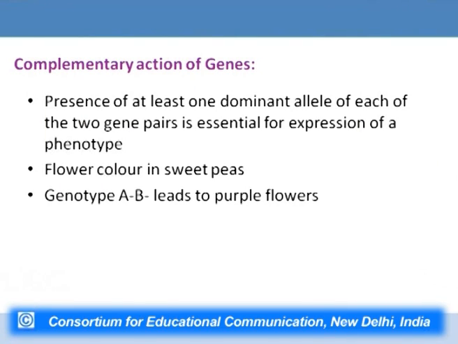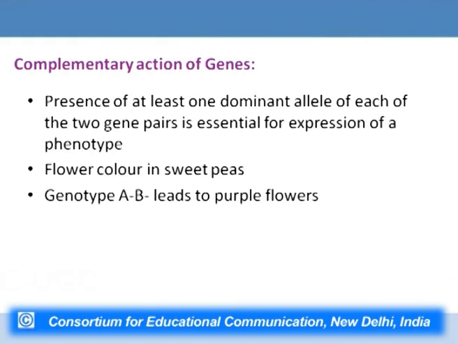Another modification which has been studied is that of complementary action of genes which are present at different locus. Herein, presence of at least one dominant allele of each of the 2 gene pairs is essential for expression of a particular phenotype. At least one copy of dominant allele at both the locus is required for expression of a given phenotype in this particular modification.